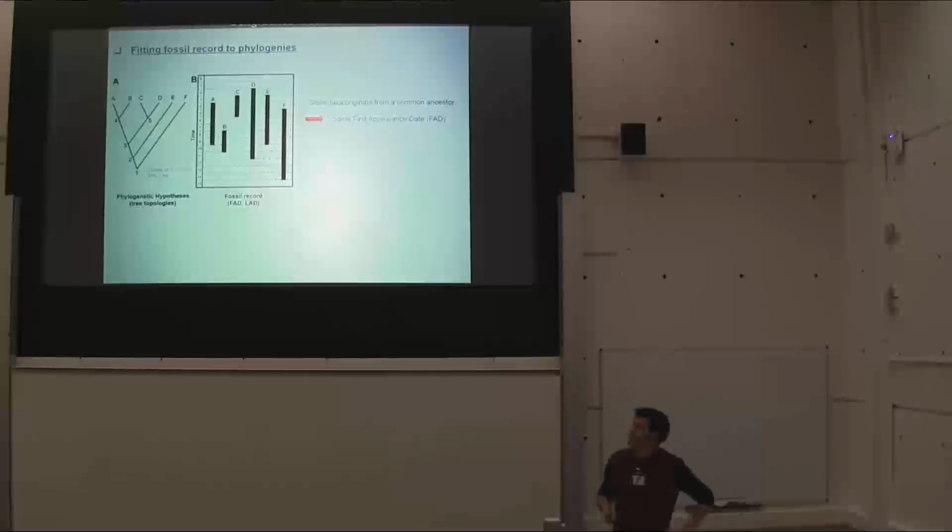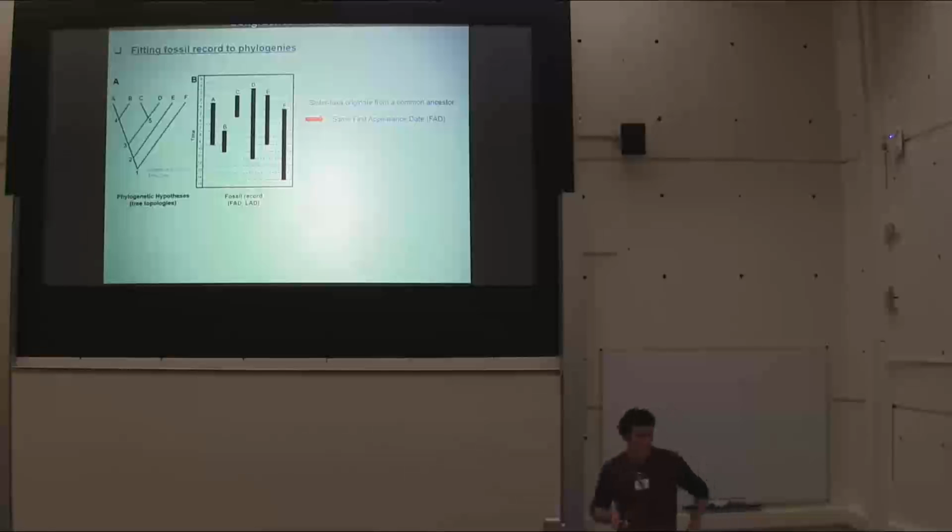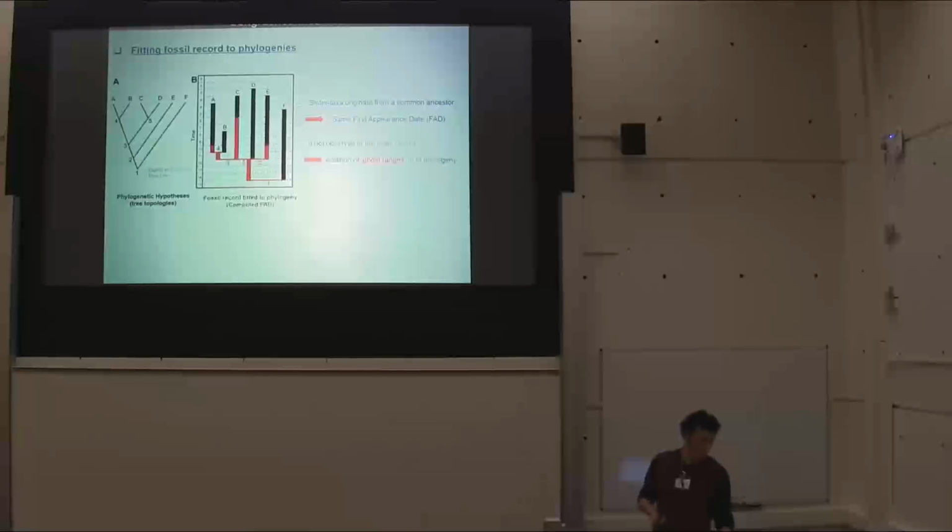One of the possibilities for doing this is to use congruence methods that compare two sets of independent data. First, phylogenetic hypotheses, so really the tree topologies, and the fossil record of the corresponding terminal taxa, which consists of the first appearance date, the FAD, and the last appearance date, the LAD. The idea is that two sister taxa must have the same first appearance date, and when this is not observed in the fossil record, where it's almost never observed, some artificial range is added, which we call ghost ranges, just to fit the phylogeny.